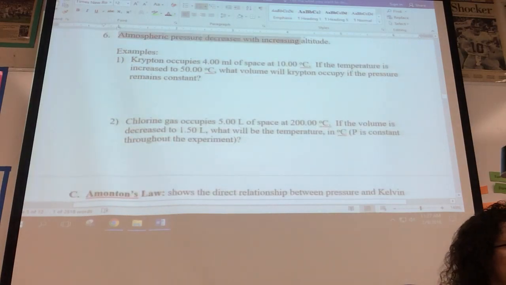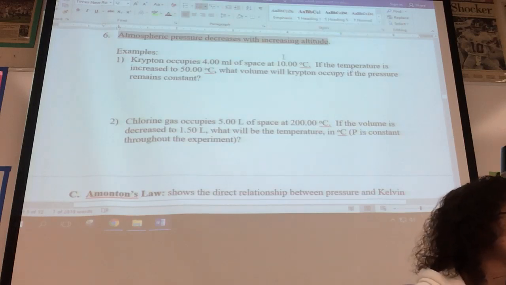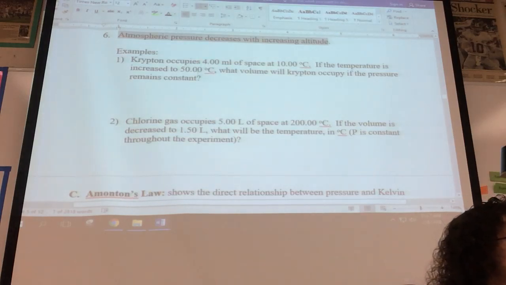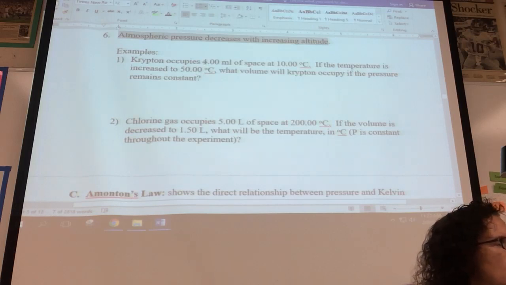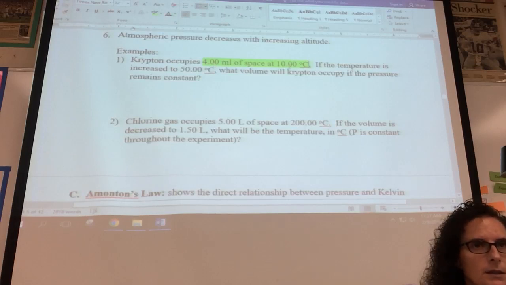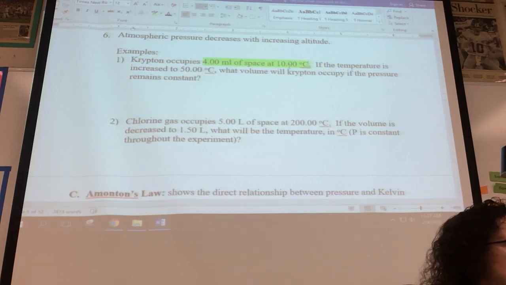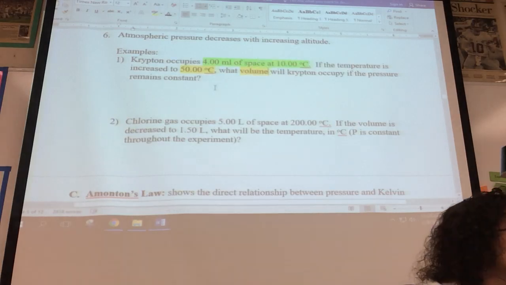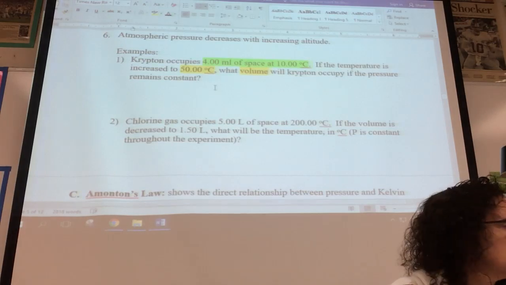We'll explore atmospheric pressure a little bit later on when we talk about boiling point elevation. I'm not concerned with it here. First example says that krypton occupies 4 mL of space at 10 degrees Celsius. What have we identified? V1 and T1. But can temperature be in degrees Celsius? No, no, no, no. If the temperature is increased to 50 degrees Celsius, what volume will krypton occupy if the pressure remains constant? Let's take a look.